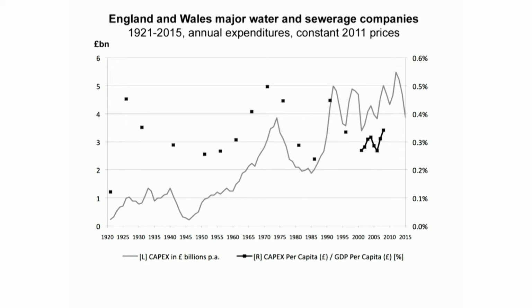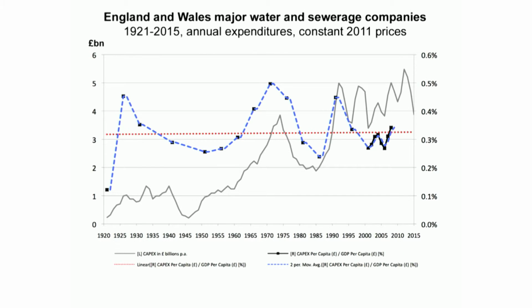There's another factor here that I'd like to draw your attention to. Economic growth, or growth in gross domestic product or GDP, occurred for England and Wales during the 1921 to 2015 period shown here. I've now adjusted the graph as you see it here so that the black squares and partial trend line in black now show the CAPEX per capita divided by the GDP per capita, or put another way, the CAPEX over GDP. Now I've added the same colour lines as before. Blue again is a moving average line, red is the linear trend.